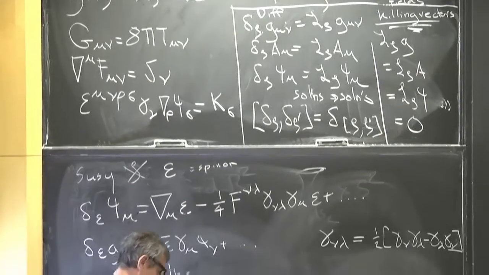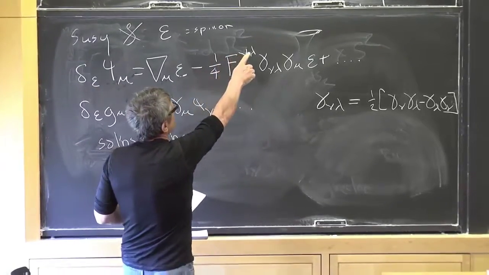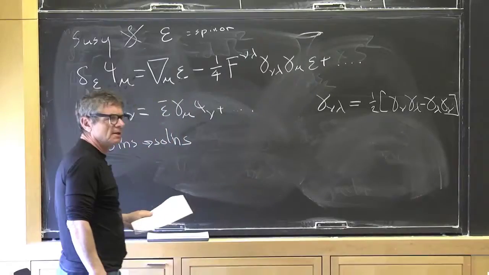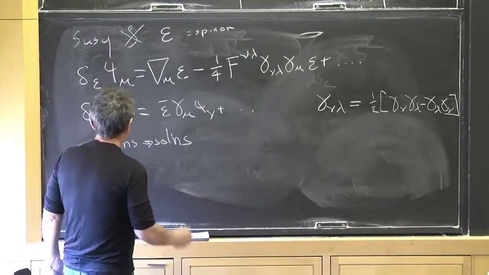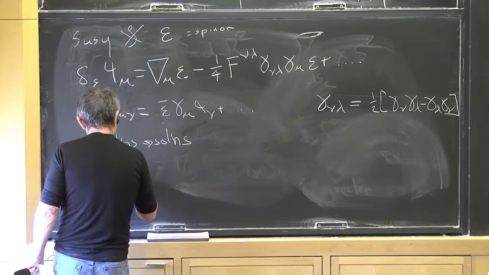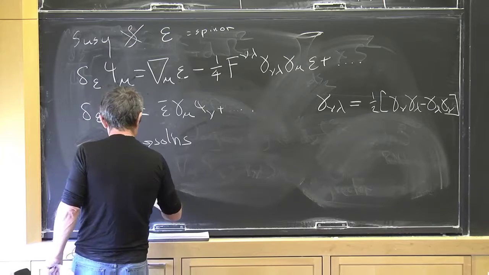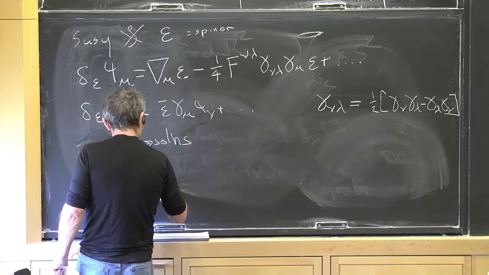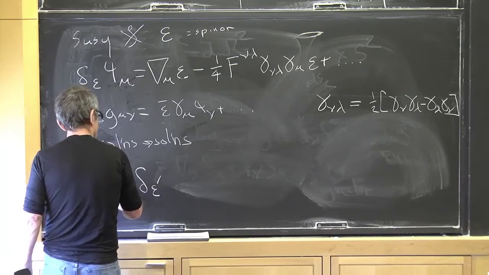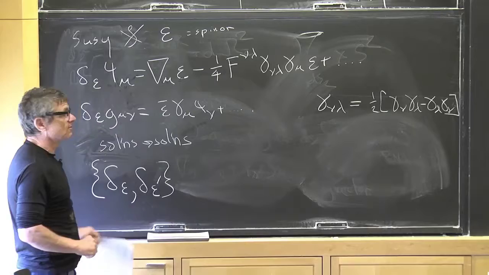Okay, now the amazing thing that happens, so here I have the algebra of diffeomorphisms. The beautiful thing about supergravity is you can ask now, if I take not the commutator, but the anti-commutator of two supersymmetry transformations.